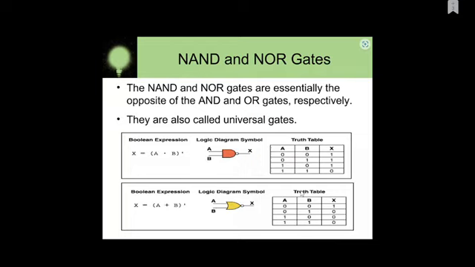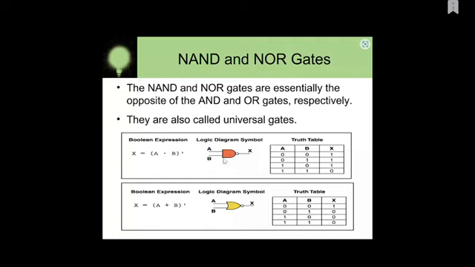So we can implement any of the logic gates using NAND and NOR gates. That's why they are called universal logic gates. So coming to the NAND gate, this is the logic diagram of the NAND gate and the truth table of the NAND gate, and this is the Boolean operation.